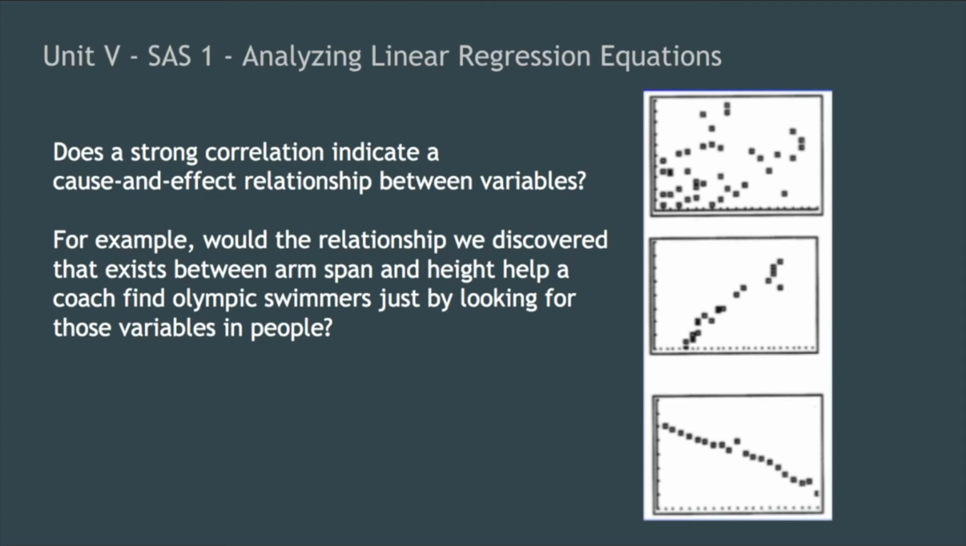So does a strong correlation indicate cause and effect relationship between variables? So let's think about this. Would the relationship we discovered that exists between arm span and height help a coach find Olympic swimmers just by looking for those variables in people? Now, I would venture to say that they look for it, but that doesn't necessarily mean that makes them Olympic swimmers. It gives them more of a potential to be Olympic swimmers.